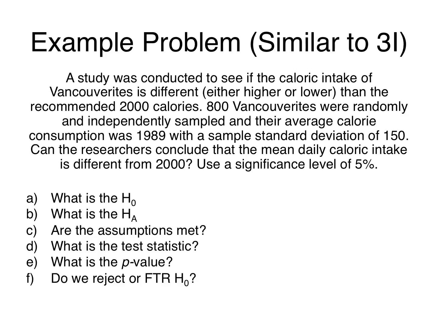So let's try an example problem. A study was conducted to see if the caloric intake of Vancouverites is different, so either higher or lower, than the recommended 2,000 calories. 800 Vancouverites were randomly and independently sampled, and their average calorie consumption was 1989 with a sample standard deviation of 150. Can the researchers conclude that the mean daily caloric intake is different from 2000? Use a significance level of 5%. What is the null hypothesis, the alternative hypothesis? Are the assumptions met? What is the test statistic? What is the p-value? And do we reject or fail to reject the null hypothesis?